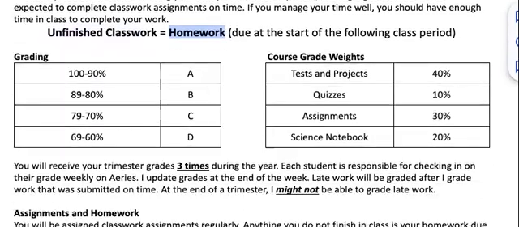As far as grading goes, this should be pretty straightforward, something that you're probably already familiar with, right? A 90 to 100% will give you an A, 80 to 89% a B, 70 to 79% a C, 60 to 69% a D. Anything below that is an F. And so the course grade weights: for your tests and projects, they are weighed most heavily at 40%. Quizzes are 10%. So they're not worth that much.